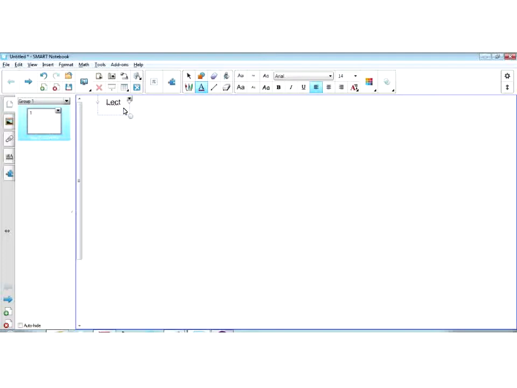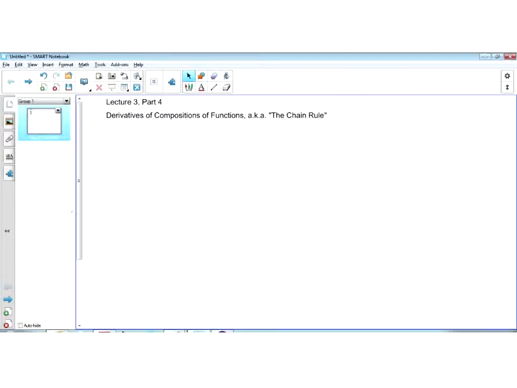So I should say Lecture 3, Part 4, derivatives of compositions of functions, also known as the chain rule. And this is the part of differentiation that oftentimes gives students a bit of grief, but I think if you work enough examples and understand the techniques via this lecture, we should be able to get through it just fine. Okay, so what is the chain rule?